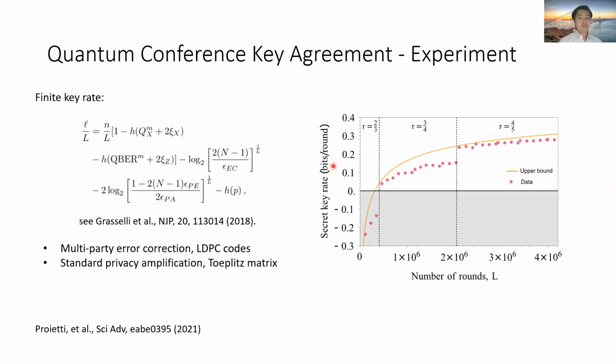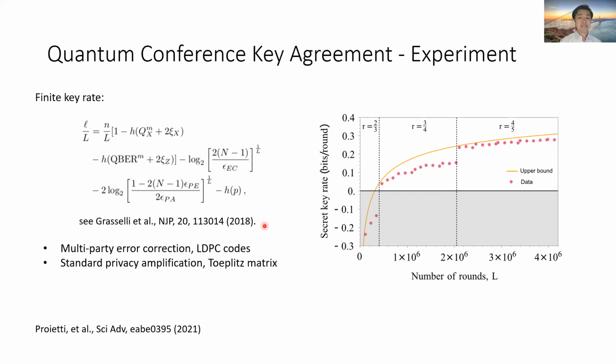In addition to these results, we also took a look at the NBB84 protocol with finite key effects. So in practice, the protocol will only be run for a finite number of rounds, and as a result, the parameter estimation step will have statistical uncertainties which must be accounted for security. This leads to the following modified fractional key rate expression, which has been derived in this theory paper.